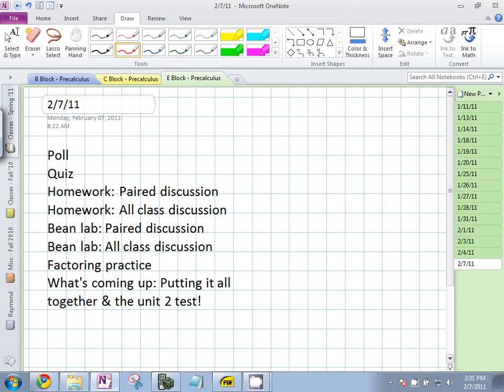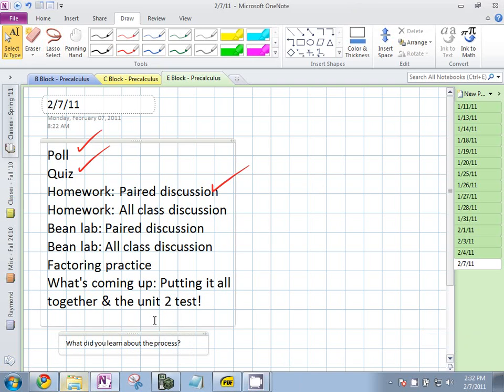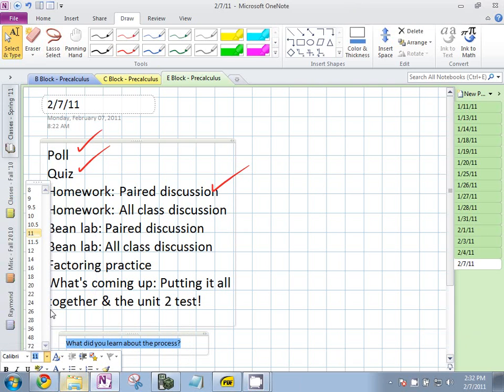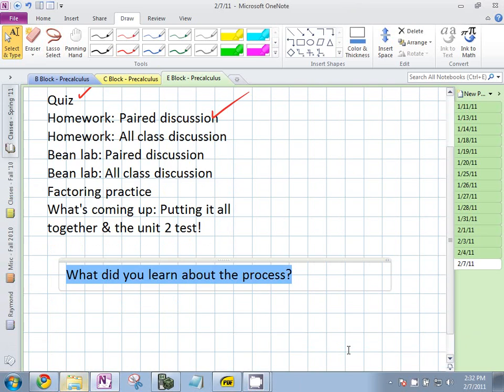Here we go. So, we did the poll, did the quiz, paired discussion. So, here's what I'd like to know. What did you, I'll make it bigger, process. So, last night when you're working with R5 and R6, let's use hands. Good, you're using hands. I like it when people use hands by default. What did you learn about the process?